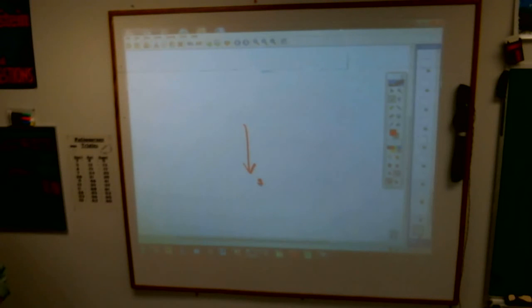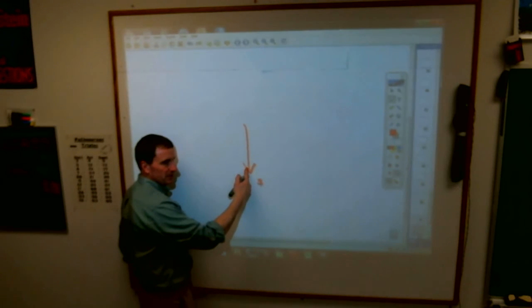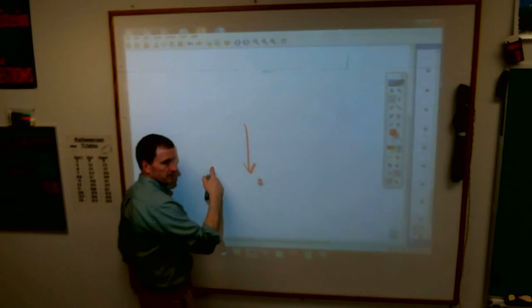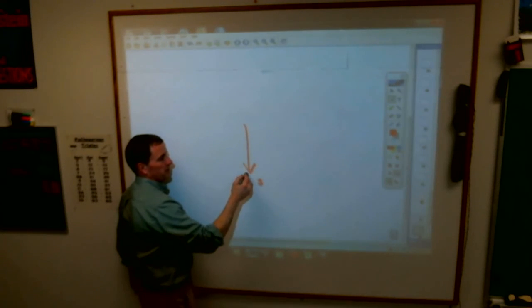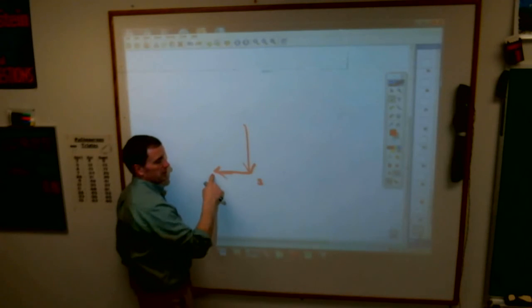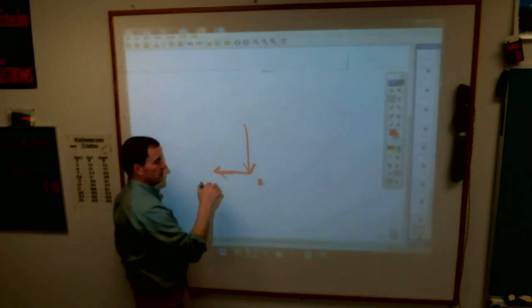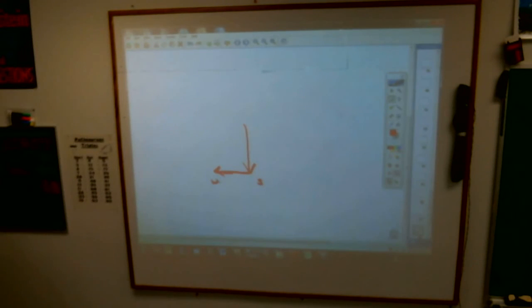When he reached Sycamore, he turned 90 degrees to the right. Well, if you're heading this way, which way is 90 degrees to the right? This way or this way? That way. This one, because you're looking down. To the right means you turn this way. So now he ended up heading, he went 90 degrees that way, which is actually what direction? West. That is west.